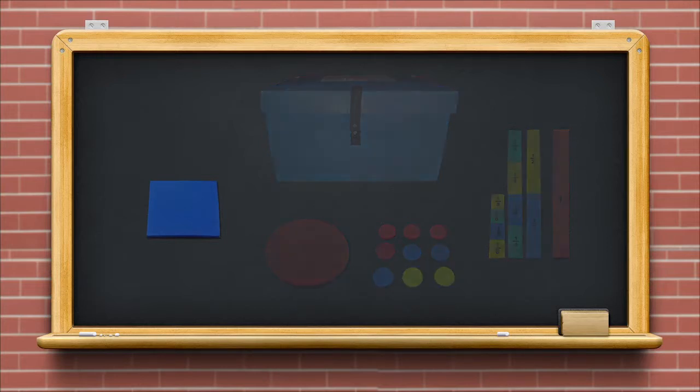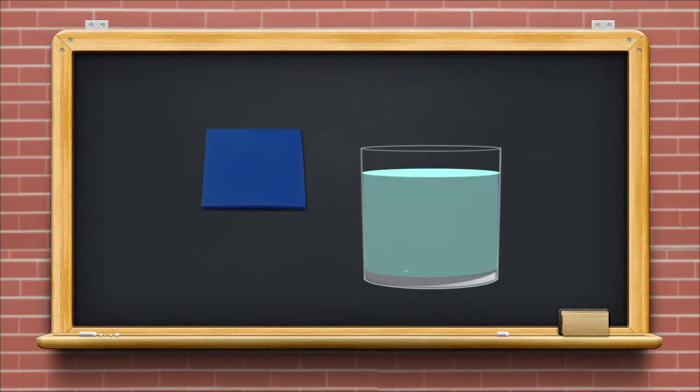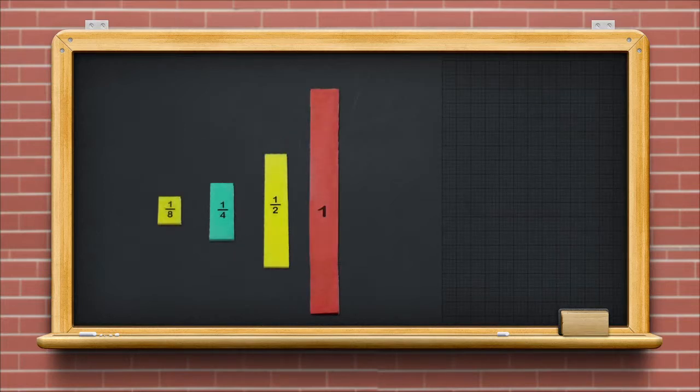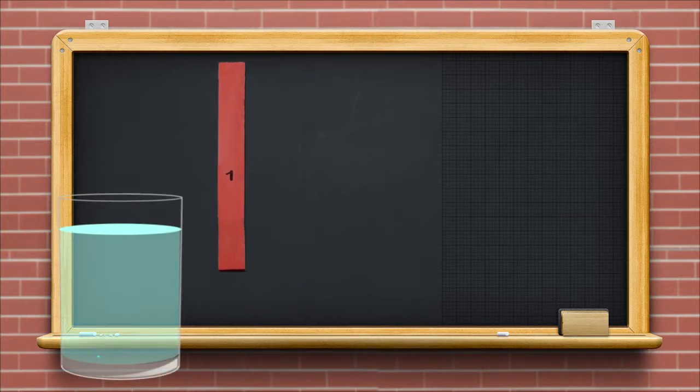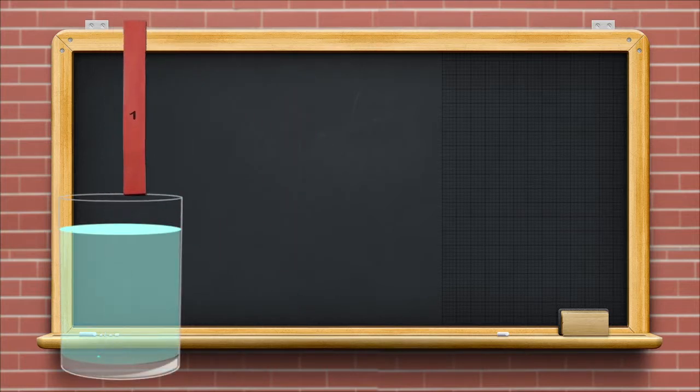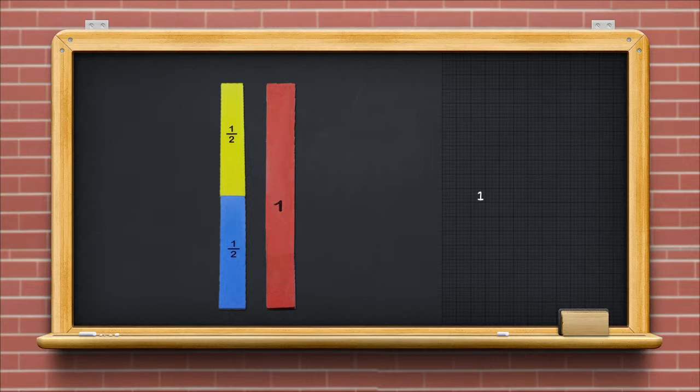Here's a little trick before you start. Dip these teaching aids in a little water and see how easily they stick on the board. Take a fraction strip marked 1 and using a little water, stick it on the wall or blackboard. Next, take 2 strips each marked 1/2 and place them next to the strip marked 1.